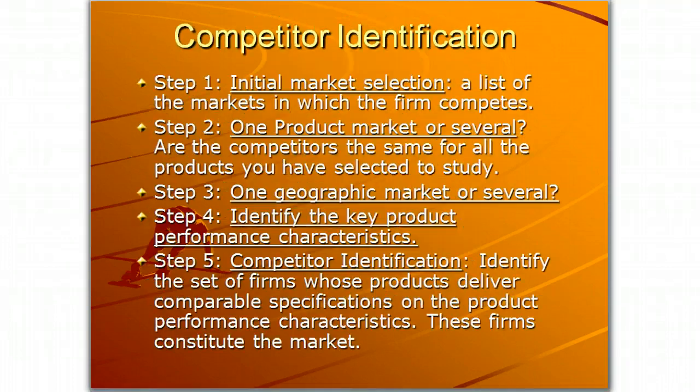Okay, moving on. Competitor identification. So there are 5 steps to competitor identification. So initial market selections. You need to make a list of the markets in which your firm competes. They may just be local markets, state markets, international markets. And then you want to see, are you competing against a one product market or several products?